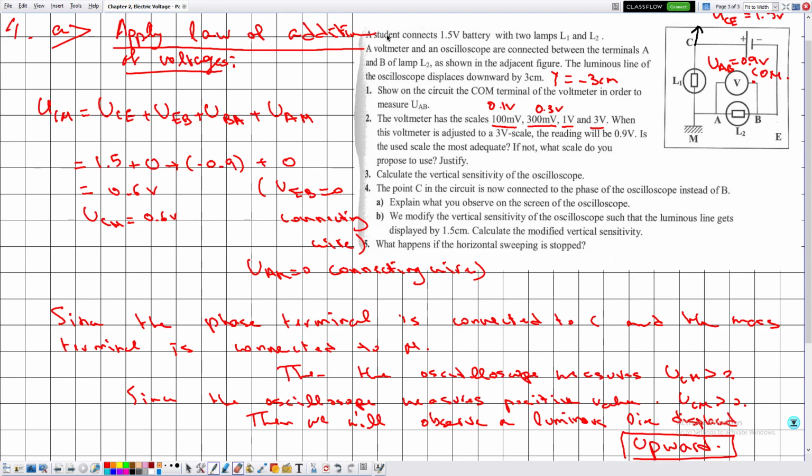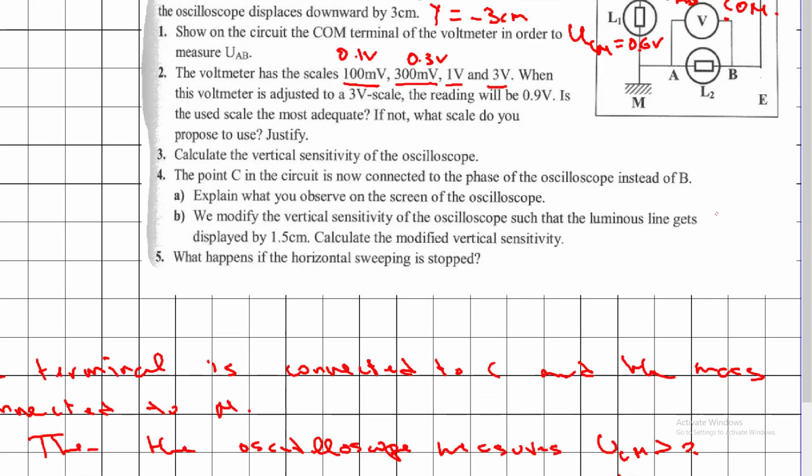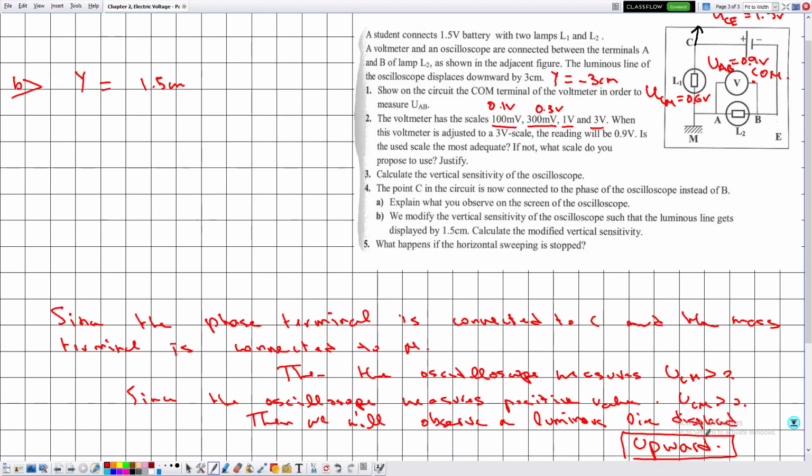Now in part B, and since here we have calculated UCM, let me specify it on the circuit. So UCM is equal to 0.6 volts. They are telling me in part B we modify the vertical sensitivity of the oscilloscope such that the luminous line gets displaced by 1.5 centimeters. So Y is equal to 1.5 centimeters, and here they didn't specify whether it's displaced upward or downward because we know that it's upward and it's measuring UCM, so we will place here a plus sign. So it's displaced upward by 1.5 centimeters.